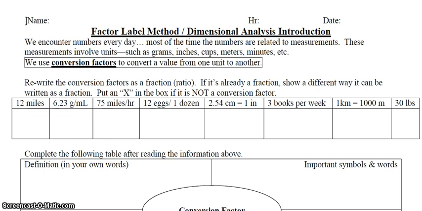So the first one says 12 miles. There's no relationship there to another unit. Therefore, we can't use it to get from one unit to another. It's not a conversion factor. Now the 6.23 grams per milliliter relates mass and volume. There's a fixed ratio here. So this one could be used as a conversion factor. If I knew what substance that was and I wanted to know the mass of a given volume, I could use this relationship to do that.